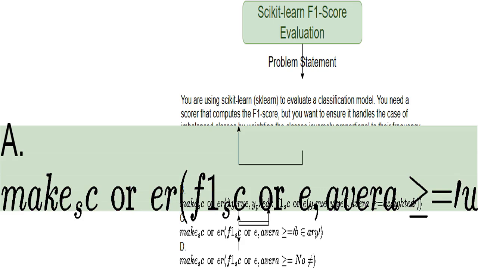This option uses make_scorer to create a scorer. The average equals weighted argument within the f1_score function is key because it calculates a weighted average of the F1 scores across classes, considering class imbalance. This is a clean and efficient way to do it.